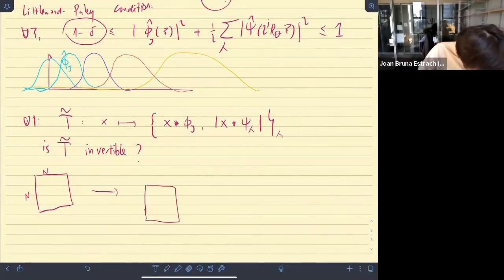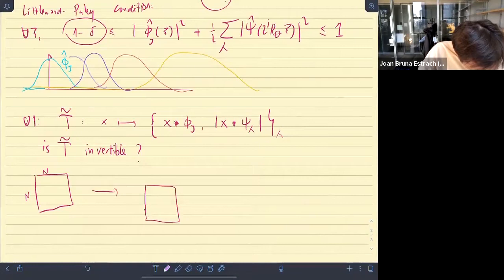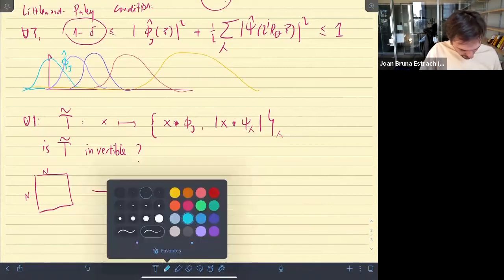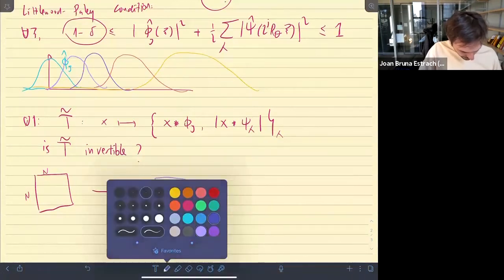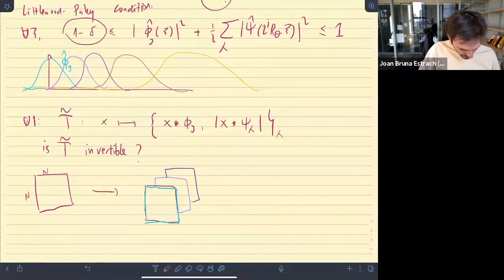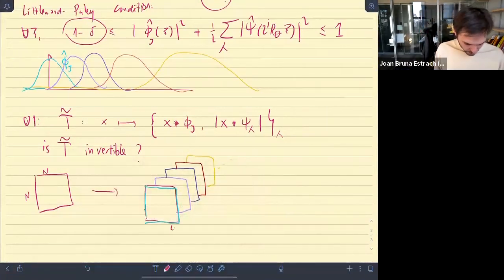Let me just do something that might make it easier to map it to the previous thing. So I have different colors for the different channels. So here I would have the same: one image that would be the low pass, and then a bunch of other images, one for every output of my model, one for every subband of my wavelet. So this would be X convolved with J. This would be the absolute value of this guy.